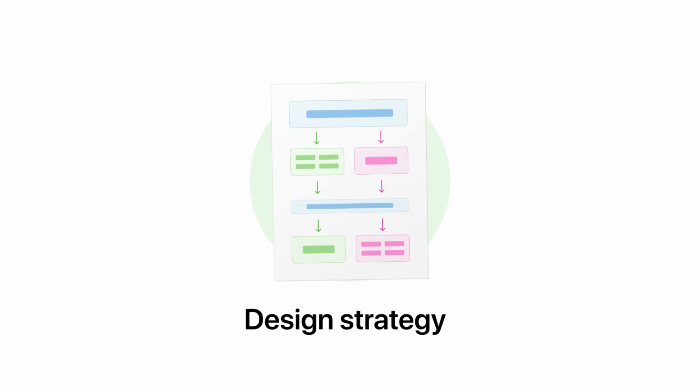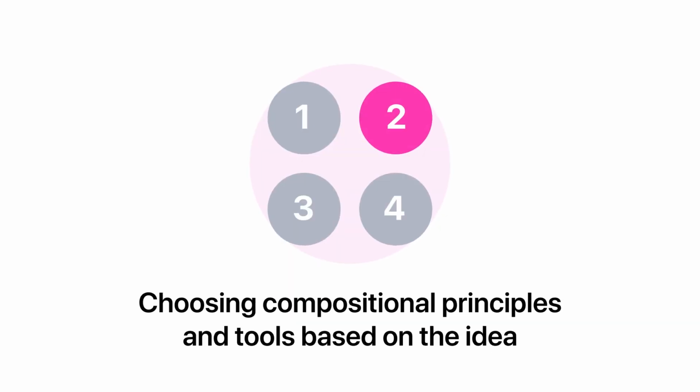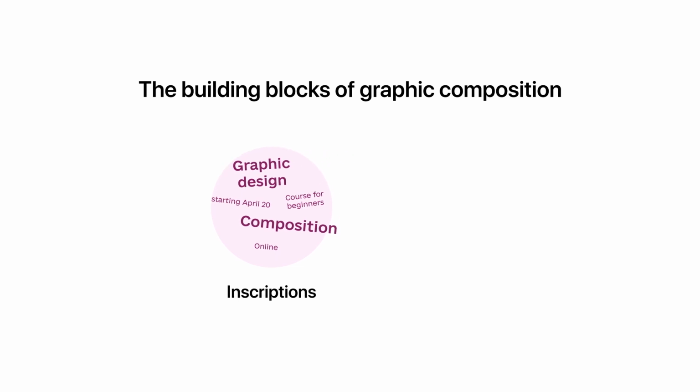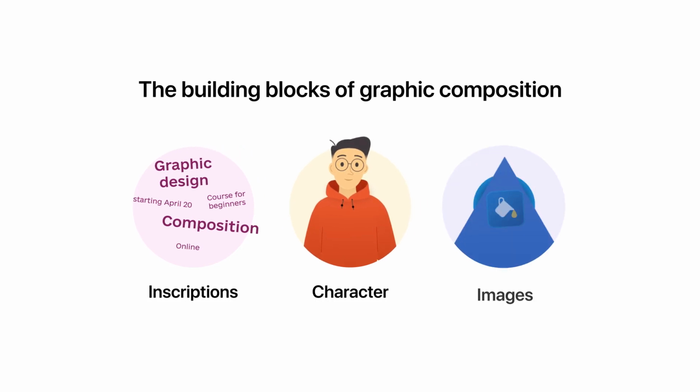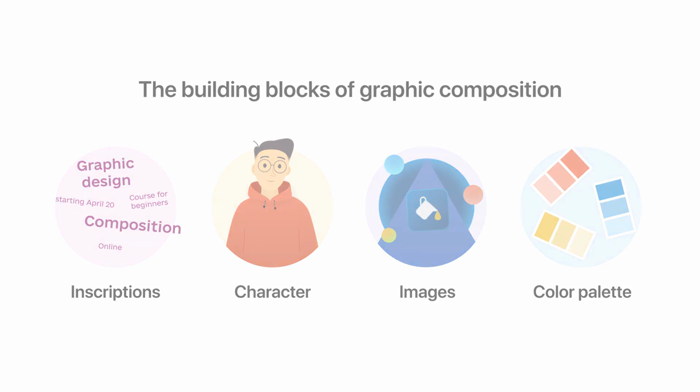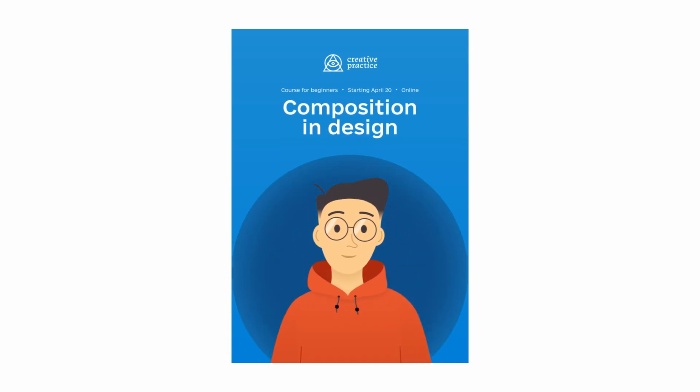Now that we have formulated the idea and design strategy, we can proceed to select compositional principles and tools that suit our idea. Our composition will consist of texts that describe the course on a rational level, a cartoon character, images related to composition, and a bright color palette. These are the building blocks of graphic composition. The focus of our composition will be on the character and the course title, which will be the central elements. Let's now explore how to choose the type of composition and how to work with expressive means.